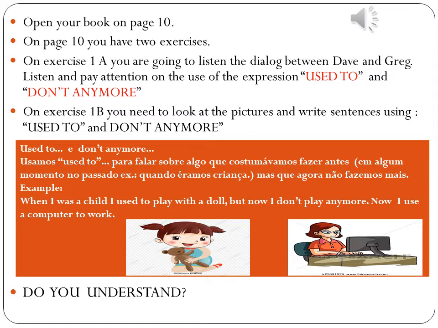Usamos "used to" para falar sobre algo que costumávamos fazer antes, no passado, né? Em algum momento no passado. De repente, quando éramos criança, né? Mas que agora não fazemos mais. Example. When I was a child, I used to play with a doll. But now, I don't play anymore. Now, I use a computer to work. Do you understand?